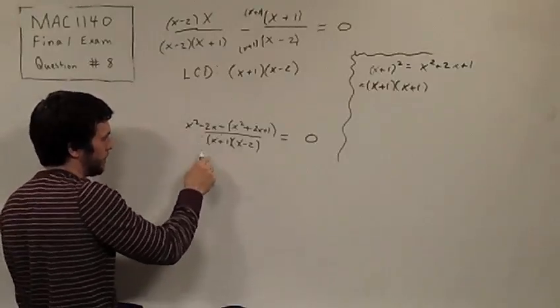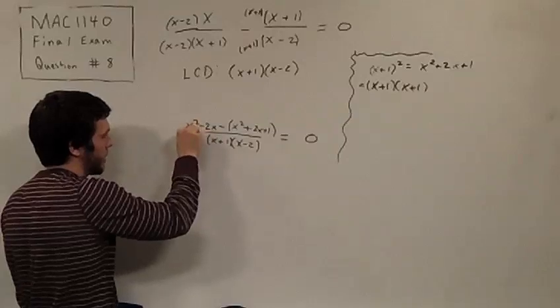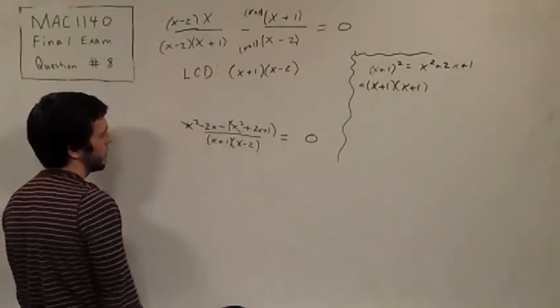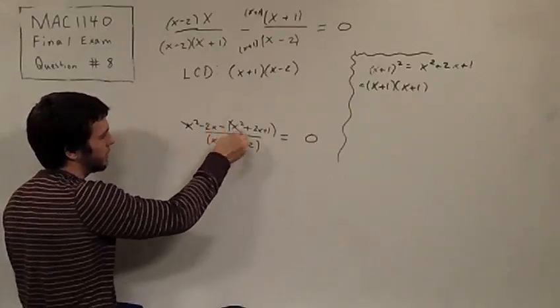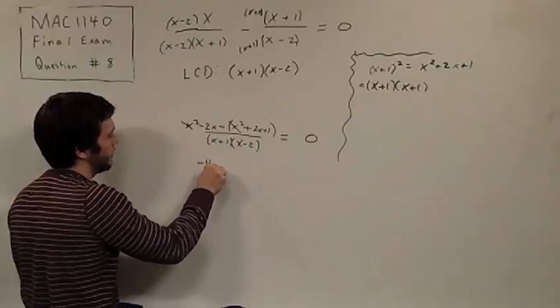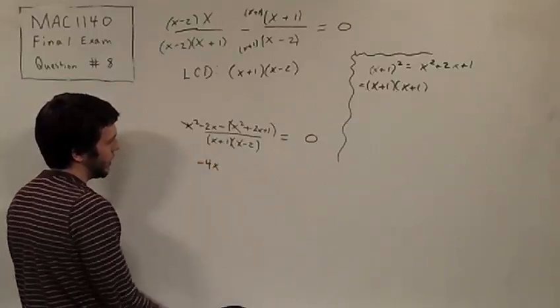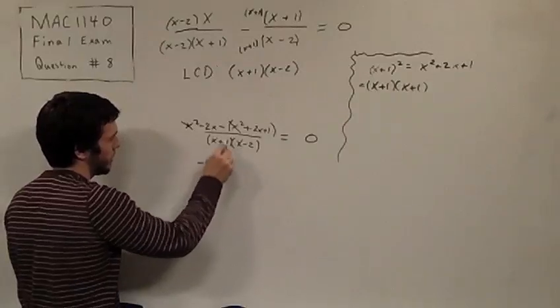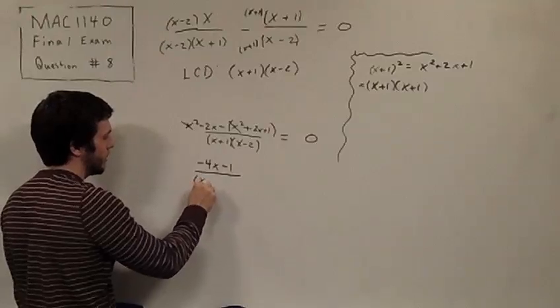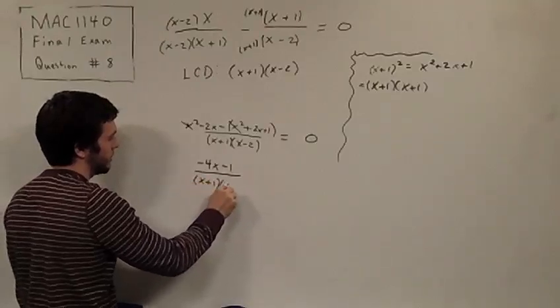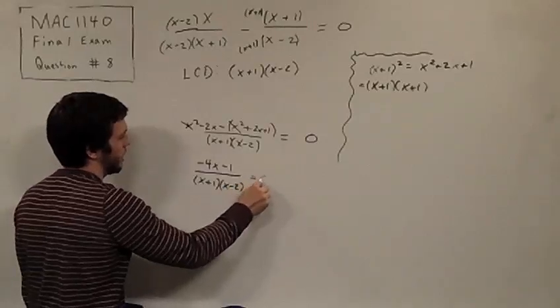Now let's simplify the top. We have x squared minus x squared. Those go away. Negative 2x minus 2x is minus 4x. And we also have minus 1, because this negative sign will distribute. And on the bottom we have x plus 1 times x minus 2. And this all equals 0.